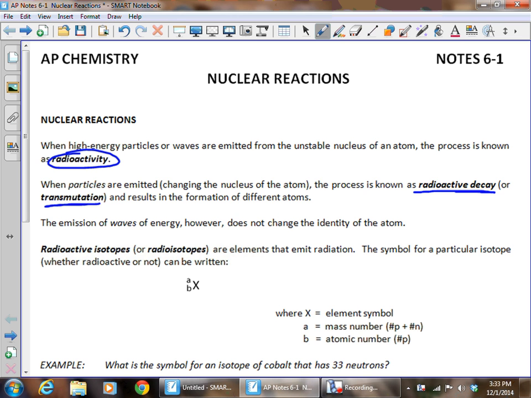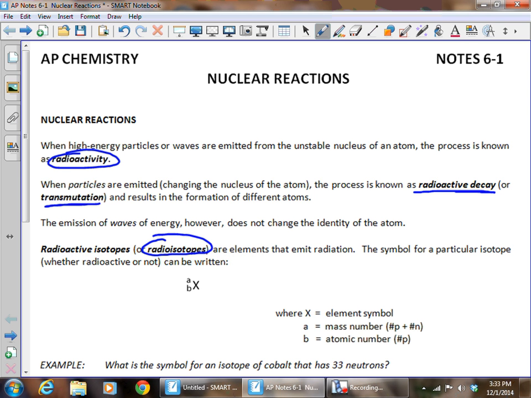Now, if you emit waves of energy, it doesn't change the identity of the atom, but it does lower the overall energy of that atom. Now, radioactive isotopes, or what are sometimes called radioisotopes, are elements that emit radiation.